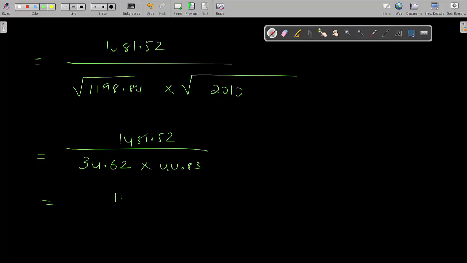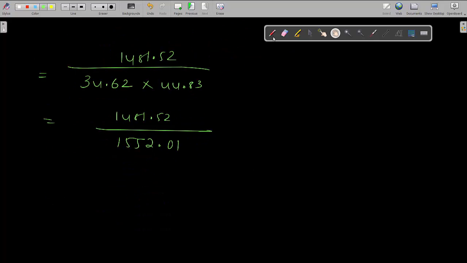Now 1481.52 divided by, multiply these two, you will get 1552.01. Alright, after that, if you divide this one, you will get 0.95. So this is our correlation. And you can see that it is positive.